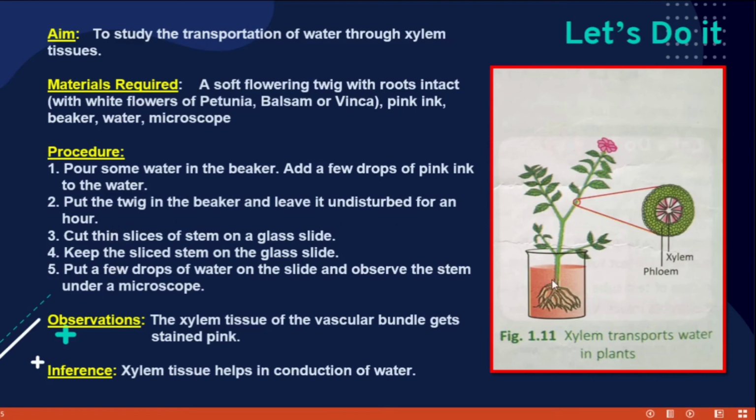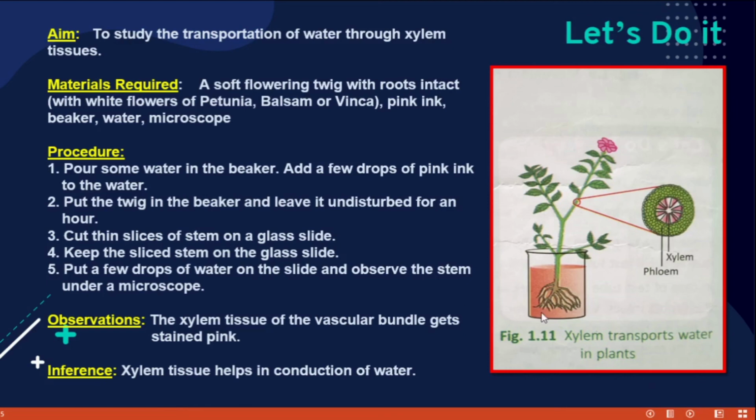Then cut thin slices of the stem. We have to cut the stem into small slices and keep them on the glass slide. After that, put a few drops of water on the slide and observe the stem under the microscope. What will we observe? Xylem tissue of the vascular bundles gets stained pink. Inference: xylem tissue helps in conduction of water.